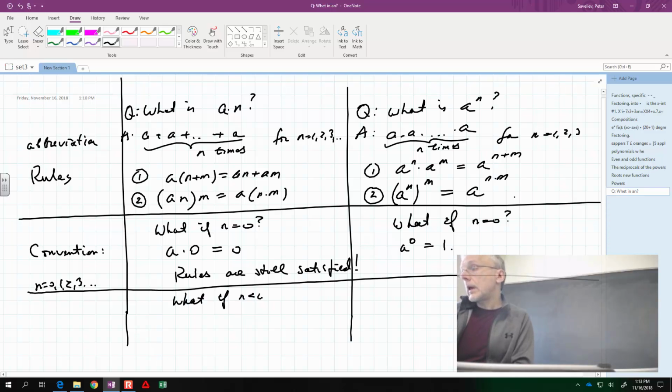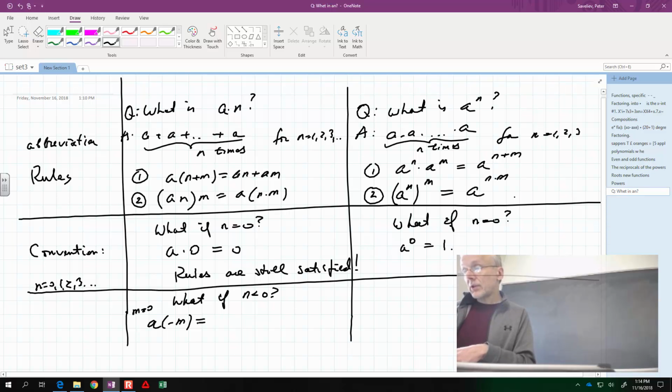What if n is less than 0? What is the meaning then of a times, say, negative n? What is the meaning of a times negative n? I don't think I put it the right way. Let's just say a times negative m, I'm trying to match them up. If m is positive, then negative m is negative, and what's the meaning of a multiplied by negative m?